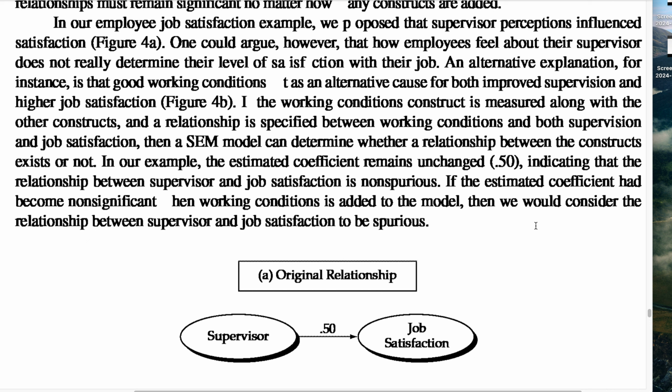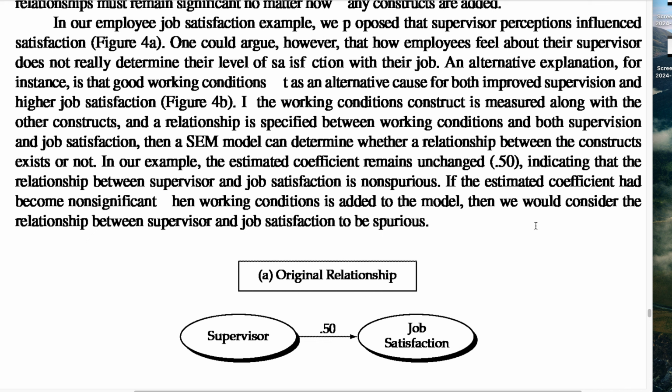The structural equation model can determine whether a relationship between the constructs exists or not. In our example, the estimated coefficient remains unchanged at .50, indicating that the relationship between the supervisor and job satisfaction is non-spurious. If the estimated coefficient had become non-significant when working condition is added to the model, then we would consider the relationship between the supervisor and job satisfaction to be spurious.